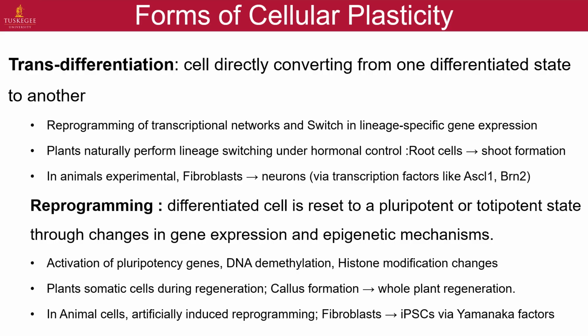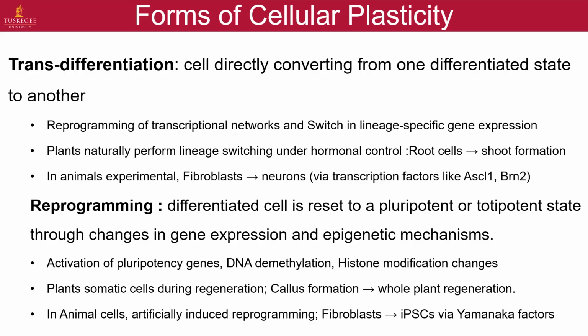In animals, transdifferentiation most of the time can occur both artificially and naturally. A good example of natural transdifferentiation is when we have the pancreatic cells converting into the duct cells. However, most of the time transdifferentiation in animal cells is induced experimentally or artificially. A good example is when we have the fibroblasts converting into neurons via different transcription factors.